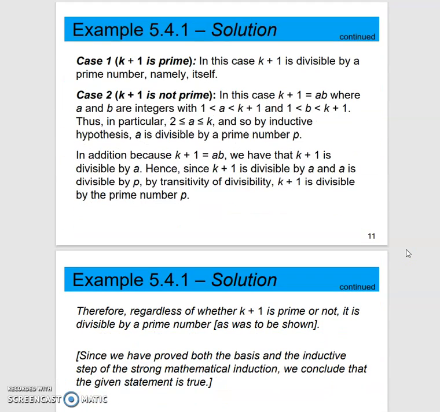Here I am going to divide this into two cases. We'll start with k plus 1 as prime, in which case it's divisible by itself. If it is not prime, then I can express it as the product of two numbers, each of which is between 1 and k plus 1. And so, for example, I can adjust one of those, and instead of writing 1 less than a, I could write 2 less than or equal to a. So there's at least one prime, namely 2, that divides into a. And if it divides into a, it will also then divide into k plus 1.